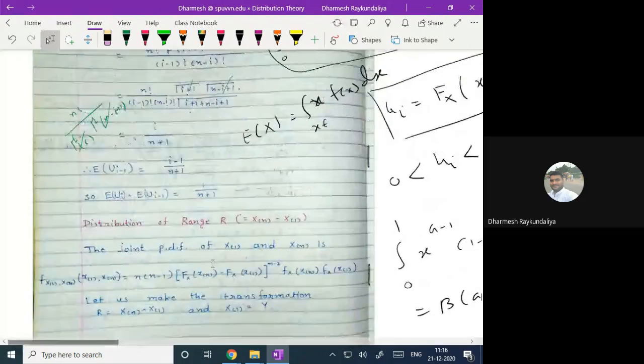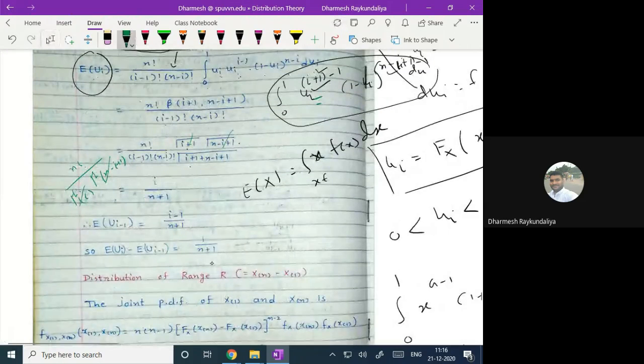तो यहाँ पे आएंगे तो आपको वही किया है. This is the expected value of ui is i upon n plus 1. And in a similar way you find out the expectation of ui minus 1, it is i minus 1 upon n plus 1. And so the difference between the expected value of the two consecutive order statistics is nothing but 1 upon n plus 1. That means if I wish to find out, this is the ui minus 1 and this is the ui, and if I wish to find out the expected area between the two consecutive order statistics, it is 1 upon n plus 1.